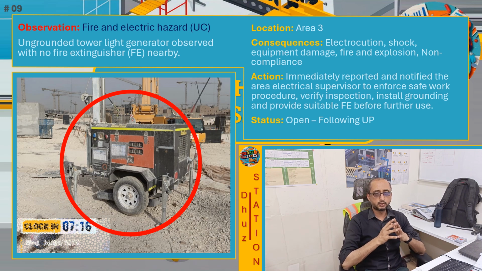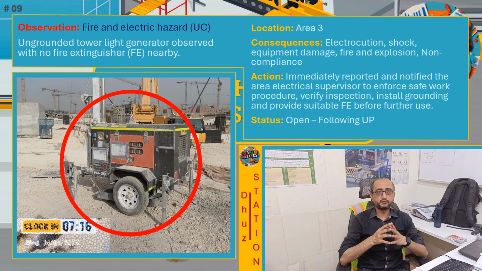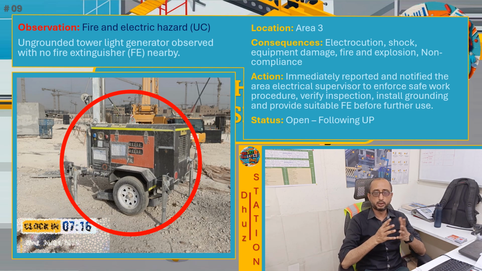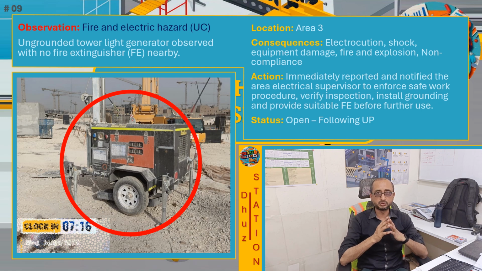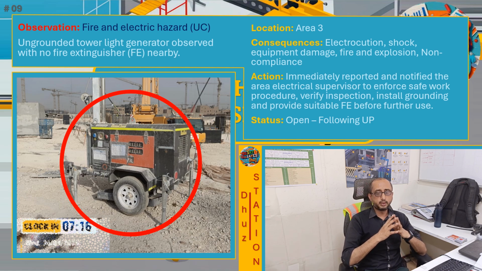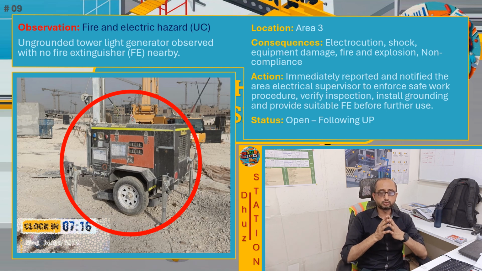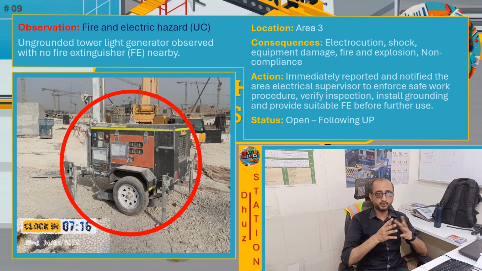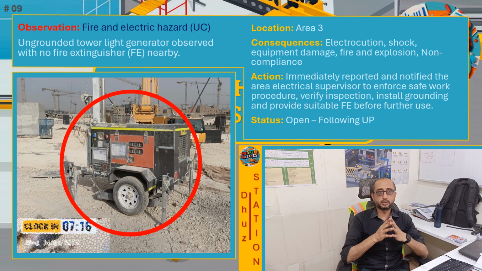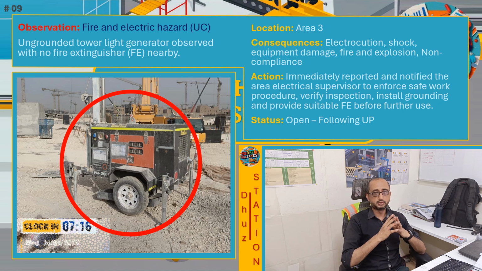Location is area 3. Consequences: in case of any fault or malfunction, chances of electrocution, electric shock, equipment damage, and fire and explosion. Also, it is a case of non-compliance. Action taken: the team immediately reported the issue and notified the electrical supervisor to enforce the safe work procedures, verify the inspection of the equipment, and install appropriate grounding. Also ensure that firefighting equipment is available nearby at all times.